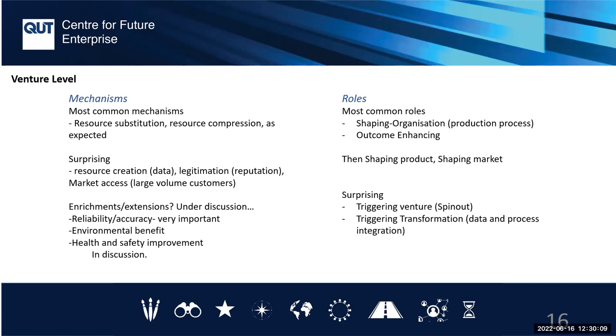Legitimation, we didn't expect that, but a lot of people told us that it's very important with customers that you have robots, which really brings on the systems and the accuracy and the reliability. So it helps your reputation, builds a reputation, and legitimizes your operation. And market access, if you're making more product, you can service larger customers and get into that kind of market.